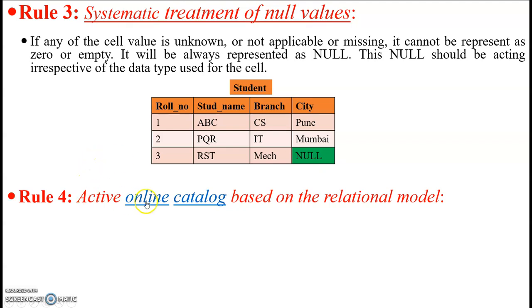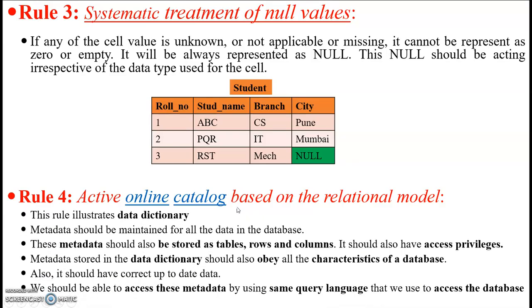Then the fourth rule is the active online catalog based on the relational model. What do you mean by that? We have studied about the data dictionary. Data dictionary is the one which stores the metadata, and metadata is data about data. So this rule deals with the data dictionary. Here in the data dictionary, metadata is maintained for all the data in the databases. Now this metadata should also be stored as tables, rows and columns, and obviously it should be given some access privileges. That means authentication or access rights should be given.